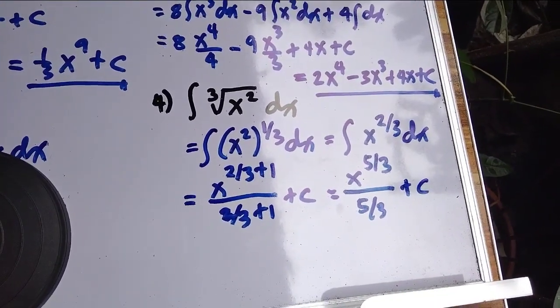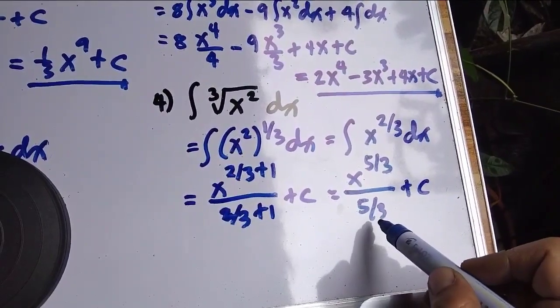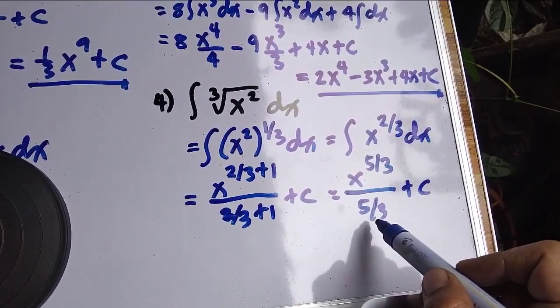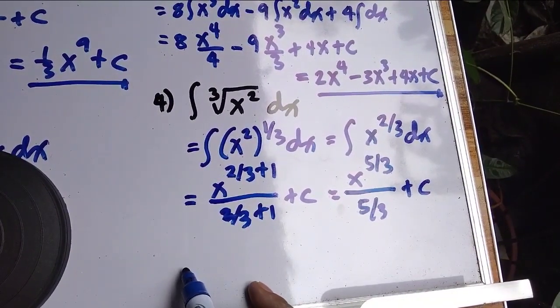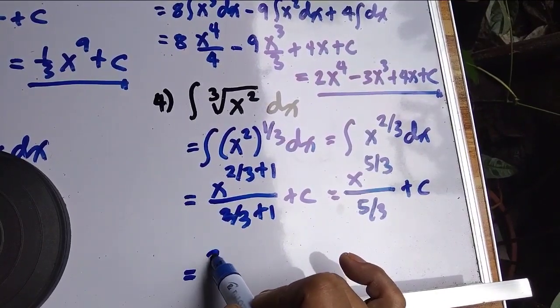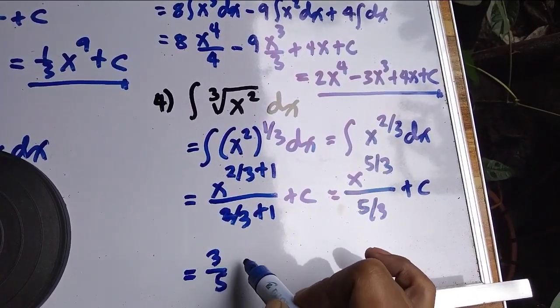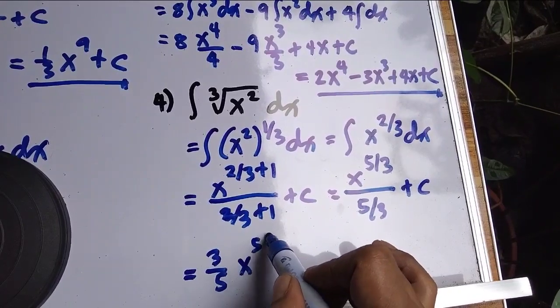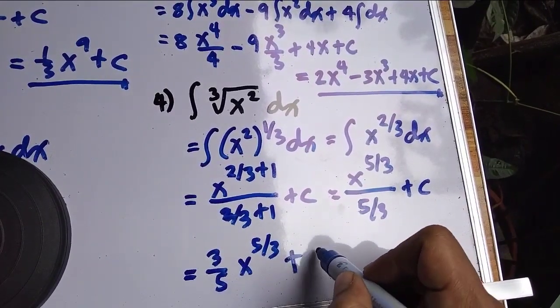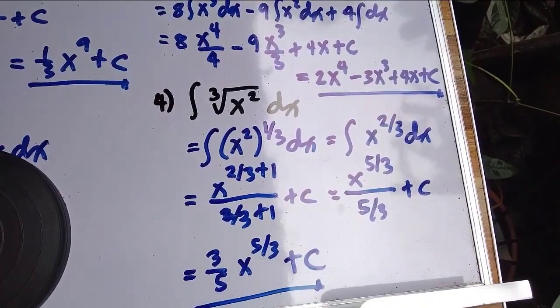Wala pa. Because fraction pa man iyang denominator diri. In other words, we can rewrite that to its final form: 3 over 5 x to the 5/3 plus c. So that's it.